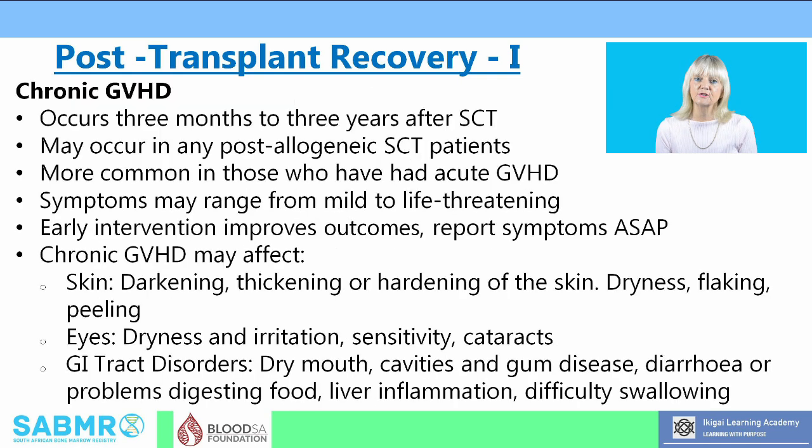Now let's turn our attention to chronic graft versus host disease. This typically occurs 3 months to 3 years after your stem cell transplant. It may occur in any post-allogeneic patients, but it is more common in those who have had acute graft versus host disease. Symptoms of chronic graft versus host disease may range from mild to life-threatening, and early intervention improves outcomes. Report any symptoms as soon as possible.